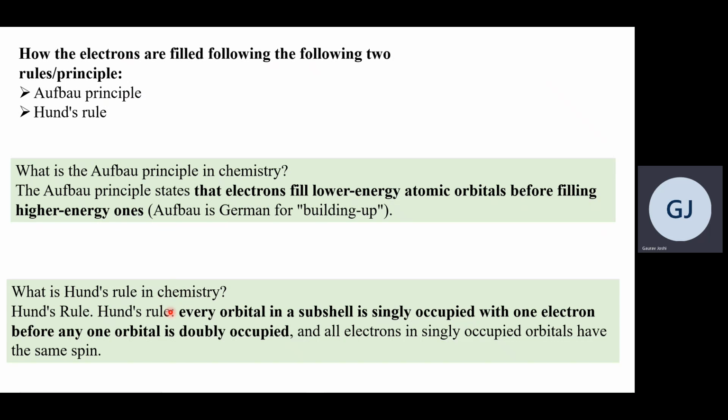Hund's rule says that every orbital in a subshell is singly occupied with one electron before any one orbital is doubly occupied.